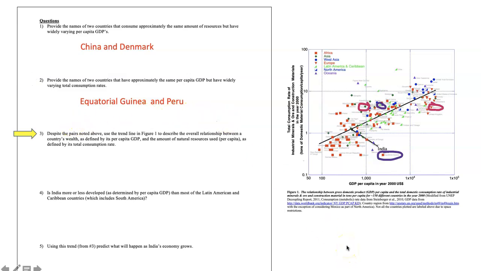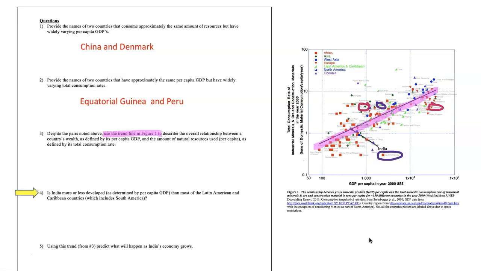It then says, despite the pairs noted above, use the trend line in figure 1 to describe the overall relationship between a country's wealth and the amount of resources they use. And so that trend line in figure 1 is this line right here. So this is the best fit line to the data. And it's got a positive slope, right? It's showing when one variable increases, the other increases. That's what I want you to summarize here: what is the overall trend indicated by that line.